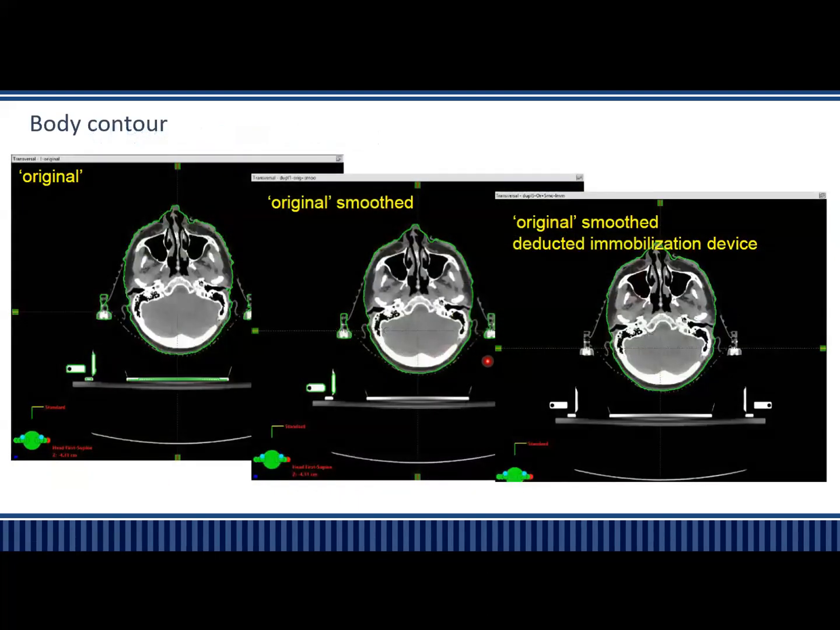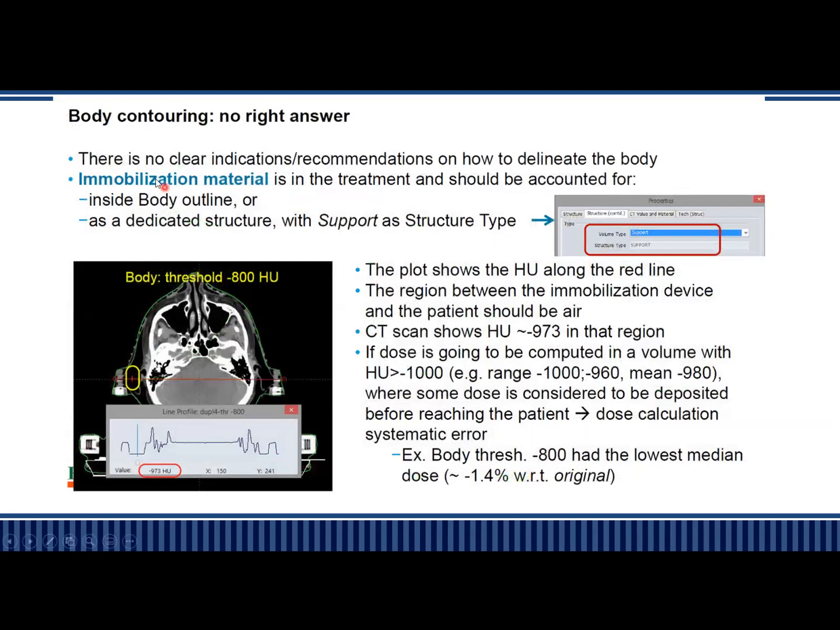So start with the basics. This is what we get when we do CT, and we start with the body contour. There are different ways the physicists do this contouring of the body, and there is no right or wrong answer. I've traveled to some centers outside Pakistan, and they also have different practices. They have pros and cons. You have to learn for yourself. There is no clear recommendation on how to delineate the body. Immobilization material is part of the treatment and should be accounted for inside the body outline or as a dedicated structure with support structure.